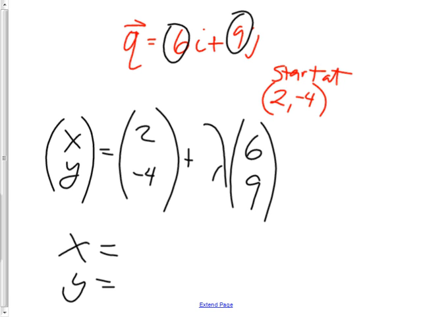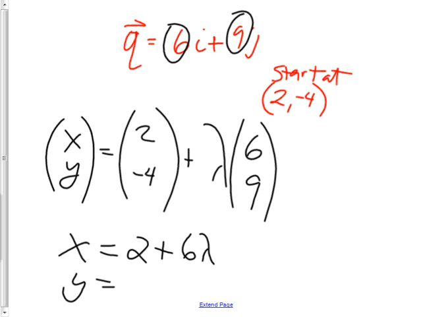Go ahead, tell me. What do you think it is? X equals what? Yeah, keep going. It's that easy. 2 plus what? 6 what? Lambda. It's just like being in the old days, the parametrics always had to have a t in them, right? Now you just have to have a lambda in them. See what you did there?